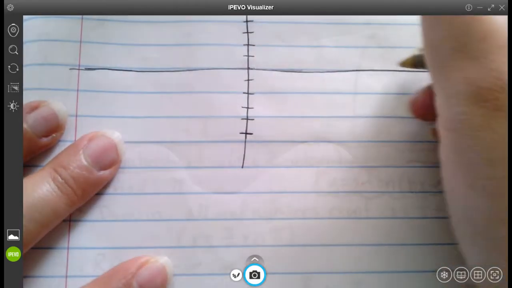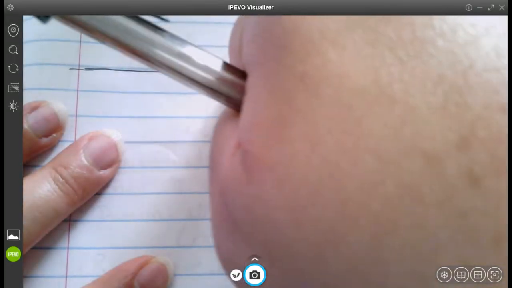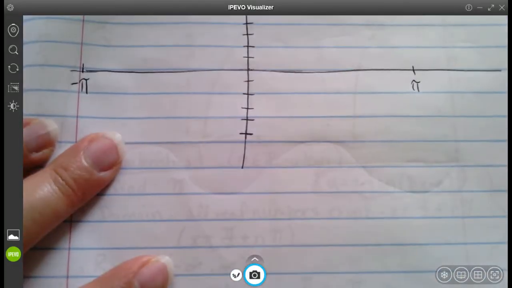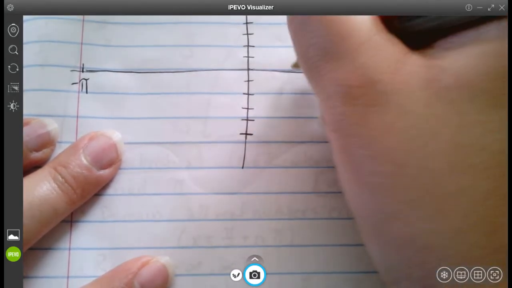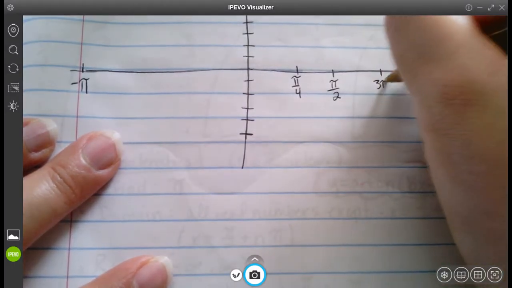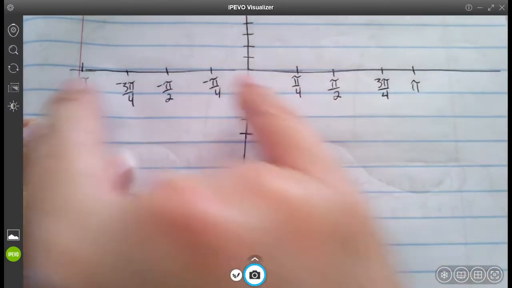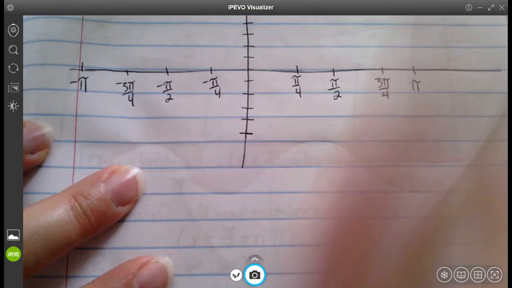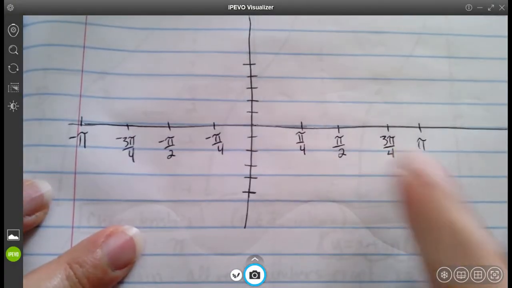Okay, so let's start with that. I'm going to put pi right here. So let's just repeat that on this side, and divide that into 4 pieces. So pi halves, pi fourths, 3 pi fourths. Same thing on this side. So this side should look like this side. That's why I always start with my positive and then just replicate it over here. All right, so there is our new period.